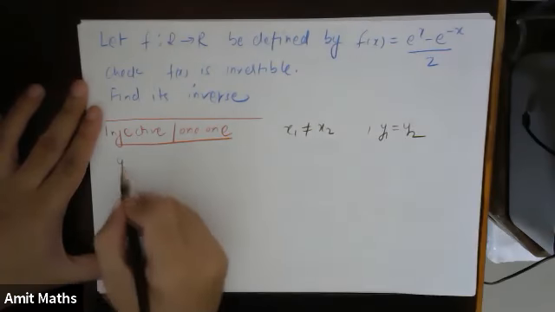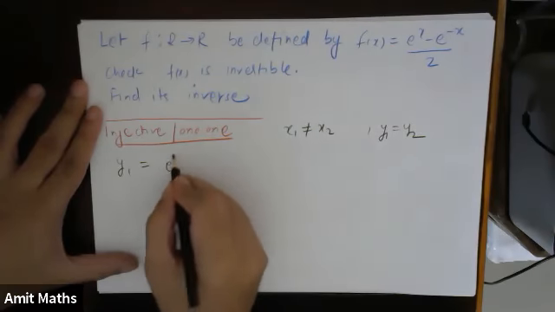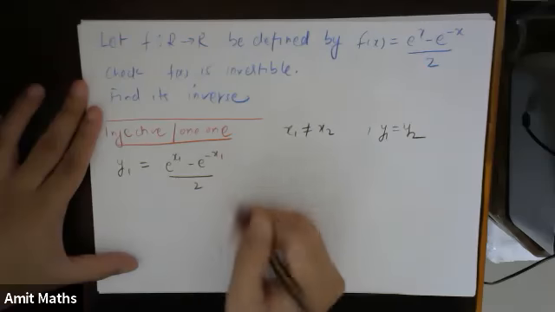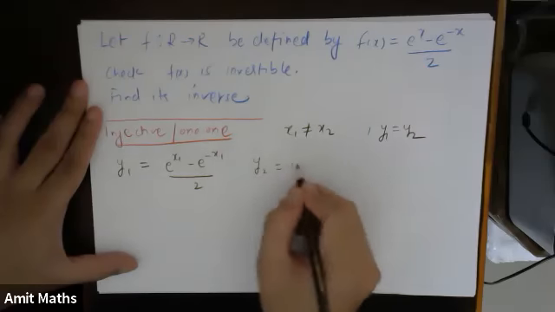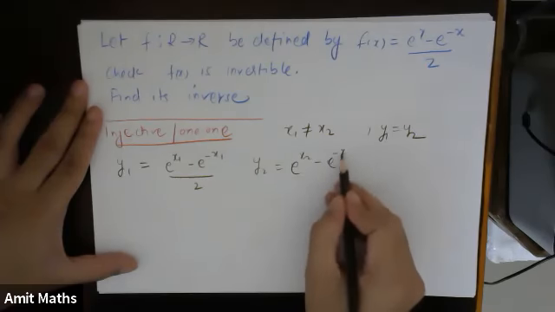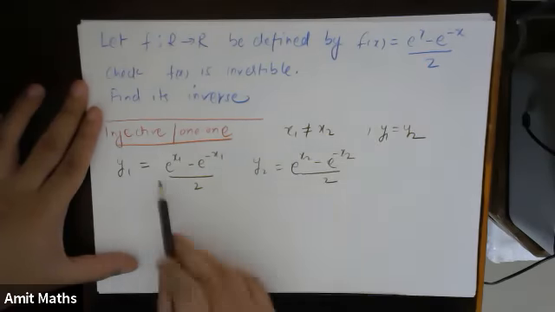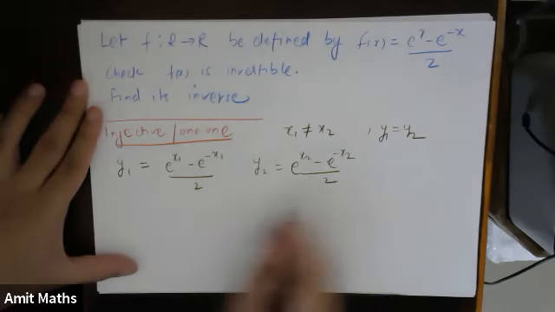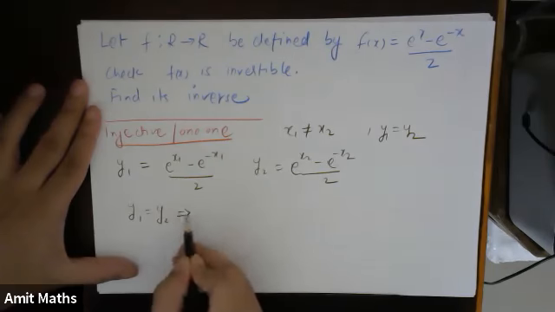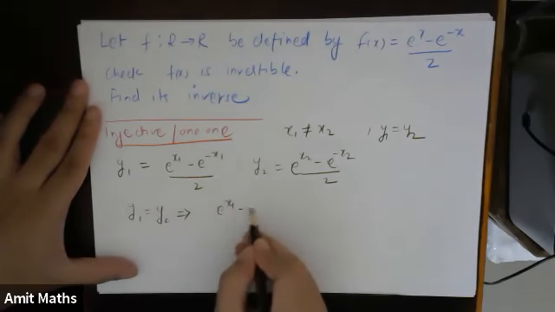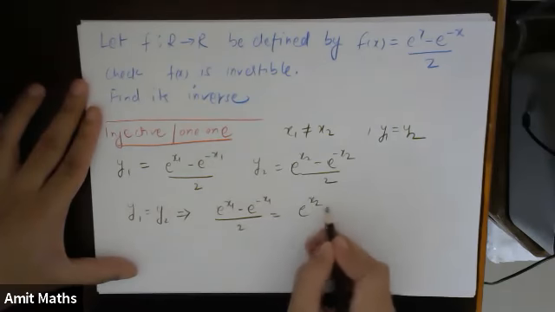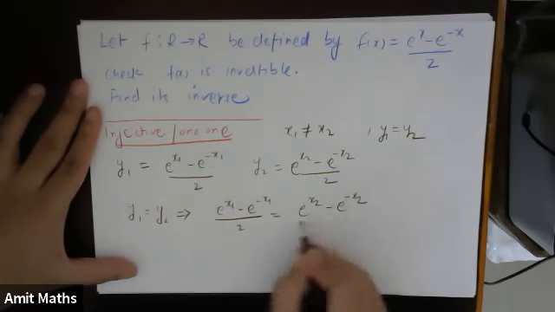So what is y1? Y1 is equals to e to the power x1 minus e to the power minus x1 by 2, and y2 is equals to e to the power x2 minus e to the power minus x2 by 2. Okay, and I will equate both of them. So I will equate y1 is equals to y2. This will give me e to the power x1 minus e to the power minus x1 by 2 is equals to e to the power x2 minus e to the power minus x2 by 2.